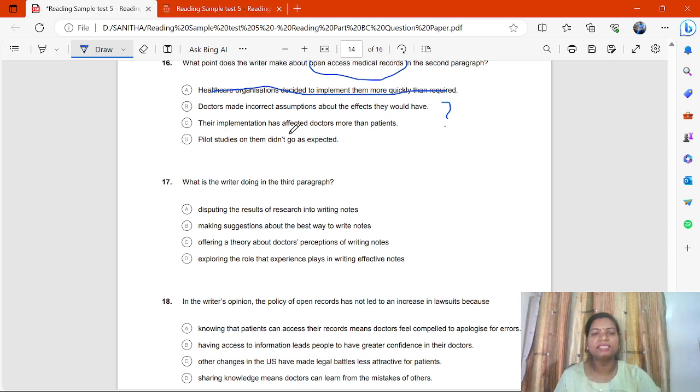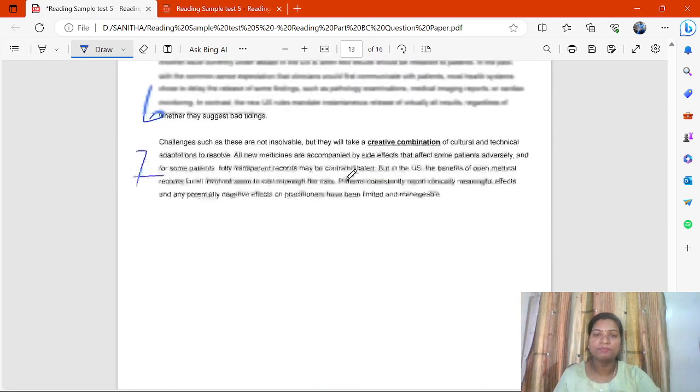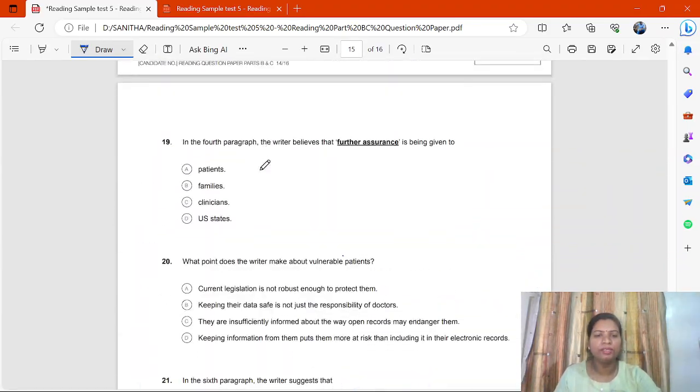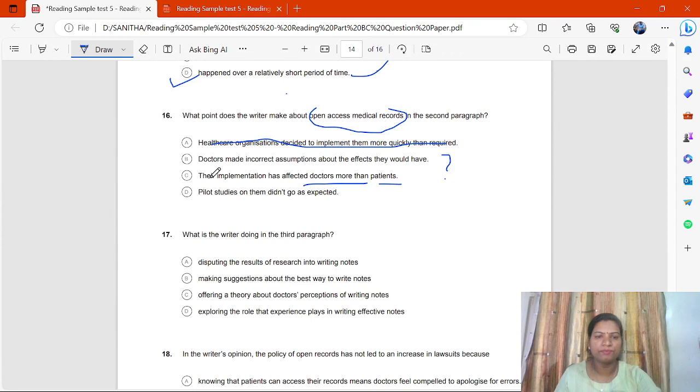Their implementation has affected doctors more than the patients. Okay, see, is it said anywhere that their implementation has affected doctors more than patients? Just go through this. No, it is not discussed anywhere. Okay, so you eliminate this option. Okay, this is how the elimination technique works. Are you getting it? Okay, pilot studies on them didn't go as expected. As for the words we have seen, pilot studies on them didn't go as expected.